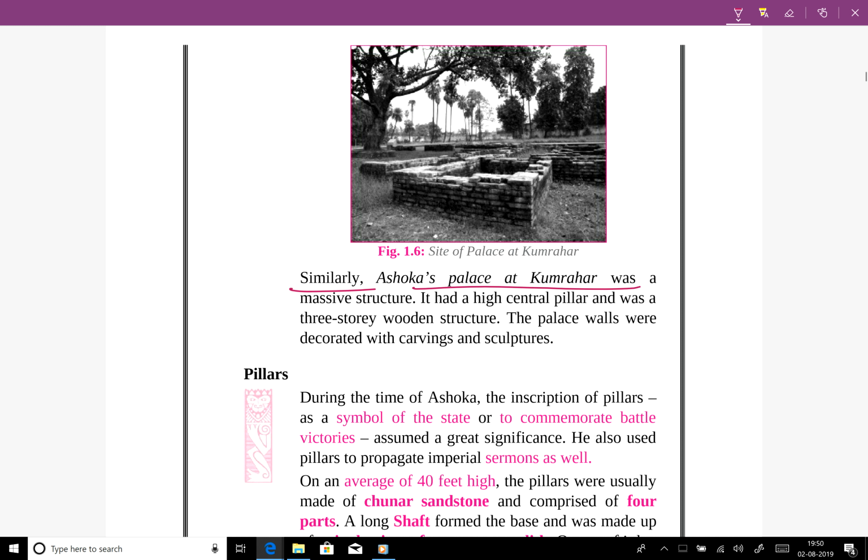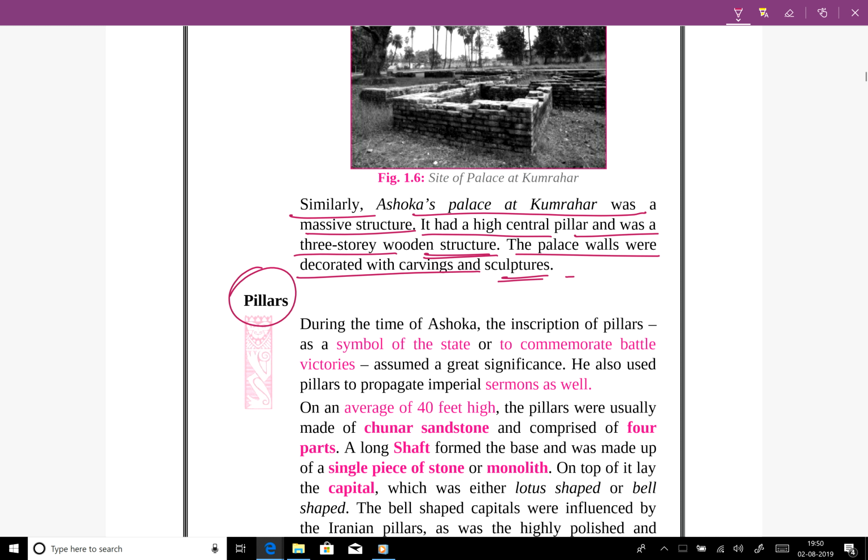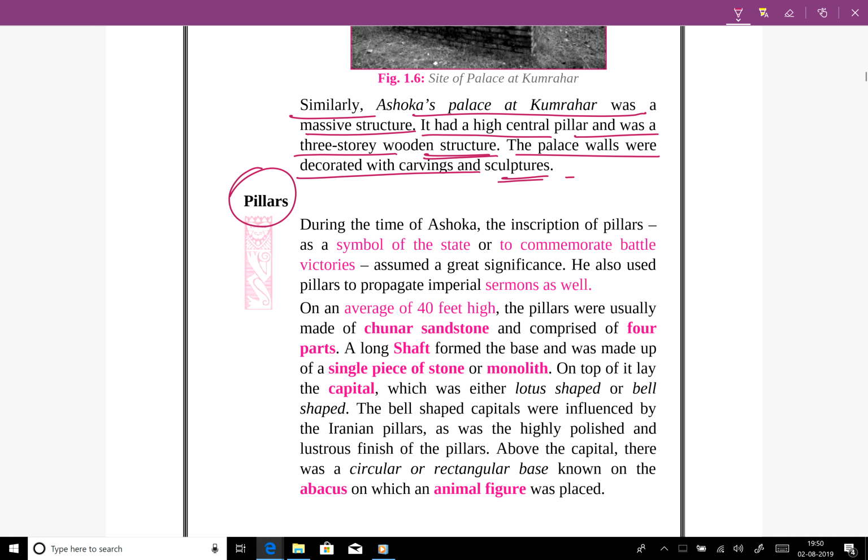Similarly, Ashoka's palace at Kumrahar was a massive structure. It had a high central pillar and was a three-story wooden structure. The palace walls were decorated with carvings and sculptures. Pillars. Now, palaces, pillars, and all these were part of court art.